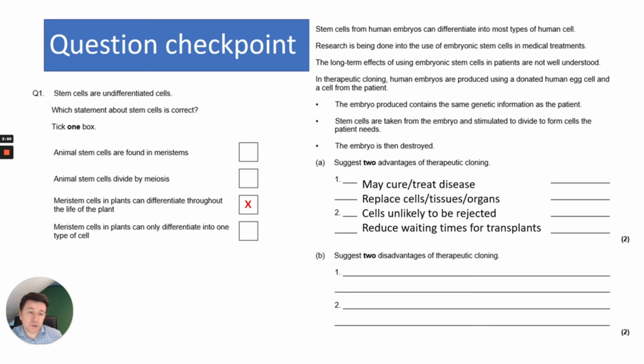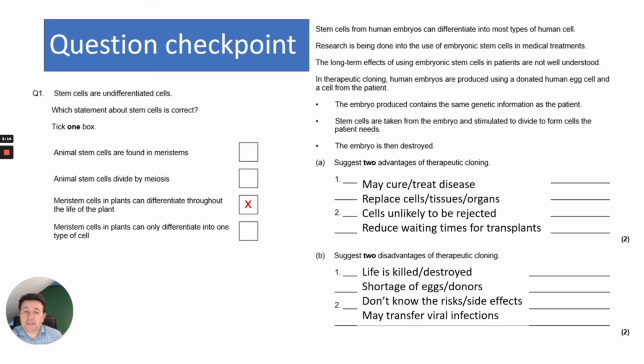So advantages are that you could cure or treat disease, so you don't need to have in your answer both cure and treat disease, just one of those would be fine. It also replaces cells, tissues and organs. Cells are unlikely to be rejected because they're your own cells, so your white blood cells are not going to attack the new cells because they are your cells. And obviously, if you're waiting for a transplant, if they could grow spare organs, then you would not have to wait for a transplant as long.